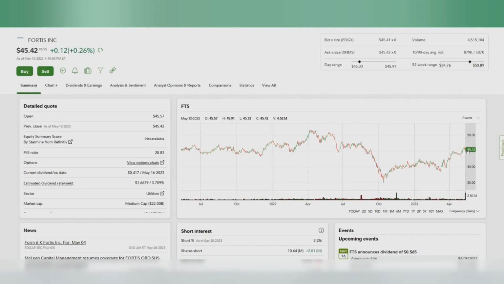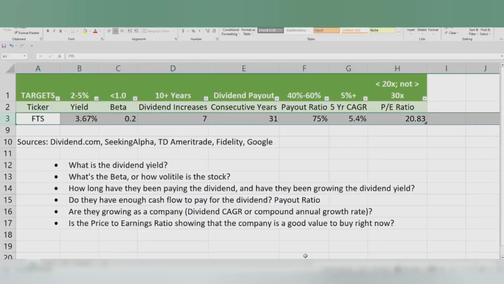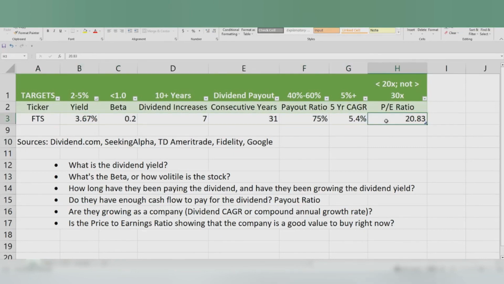So it's a great stock. It's a great long-term stock. It's one that I hold, but I might take a pause on buying simply because of this number right here.